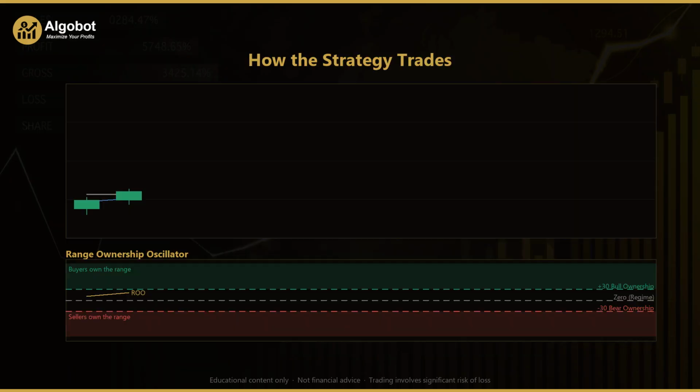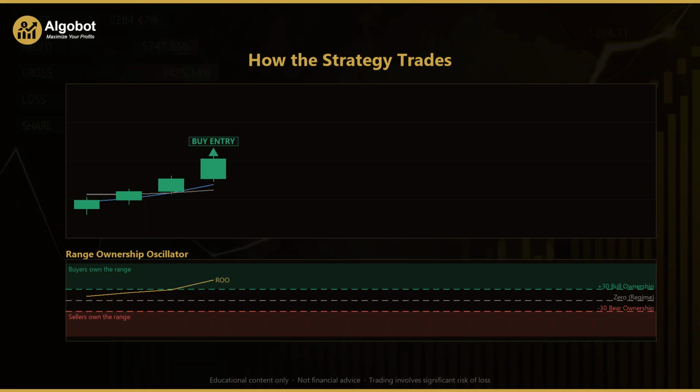Let's bring the whole thing to life on this illustration. On top, we have the candles with the two trend averages, the fast 21 in blue and the slow 55 in gray. In the panel below is the range ownership oscillator, with the plus 30 and minus 30 thresholds marked and a zero line in the middle. Watch how the two work together.